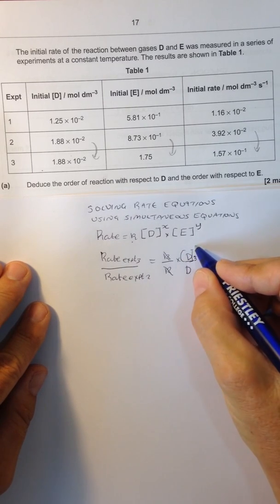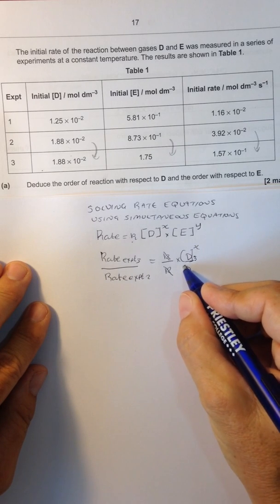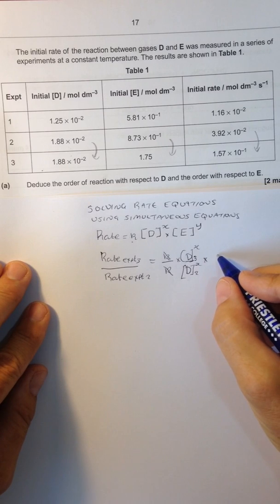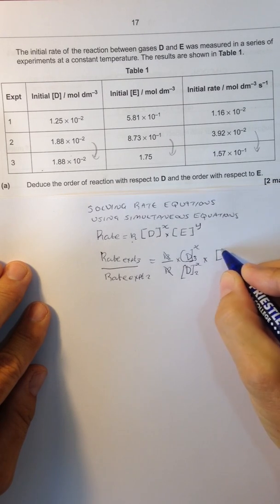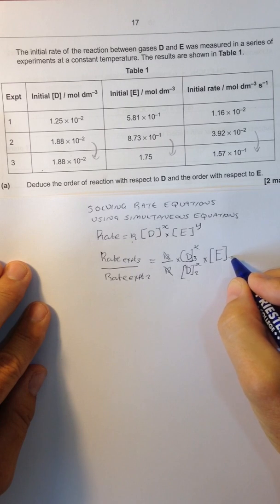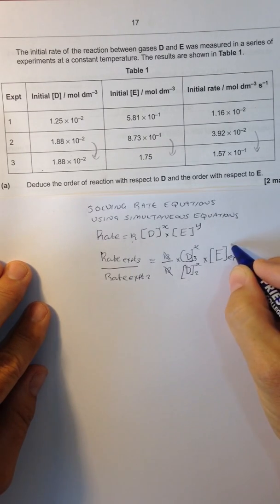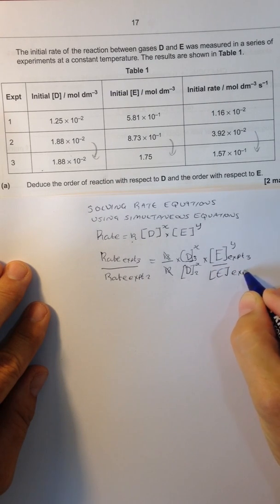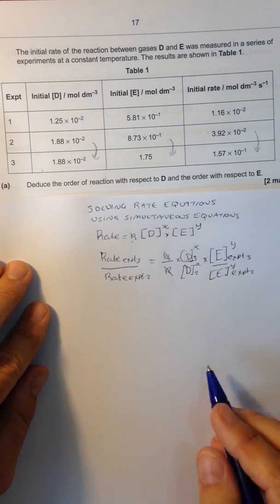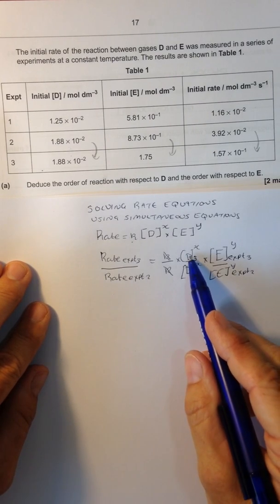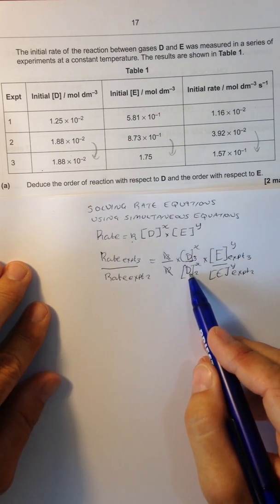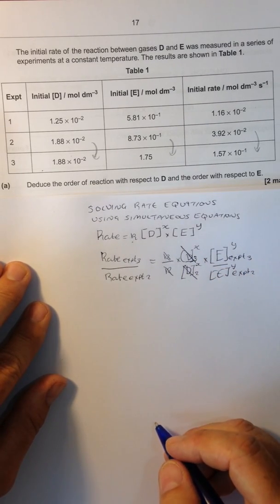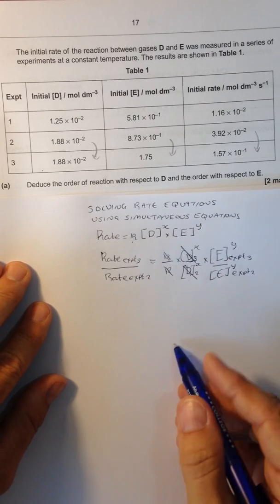Concentration of D in experiment 3 divided by the concentration of D in experiment 2, so power x, multiplied by the concentration of E in experiment 3 divided by the concentration of E in experiment 2, so power y. Now immediately, because the concentration of D in experiment 3 and experiment 2 is the same, that cancels out conveniently as well. So now what we can do is put the values in.